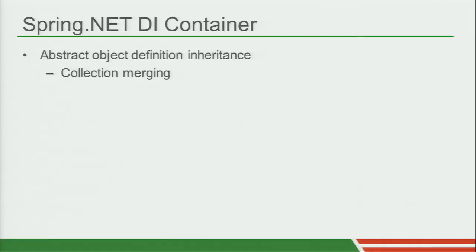So if the base abstract definition contains a collection of items, let's say the property is of type dictionary, for example, we actually do collection merging so that the derived configuration dictionary values are merged in with the parents. So it's not a matter of either or, it can be anded together and those kinds of things. We also support method injection.